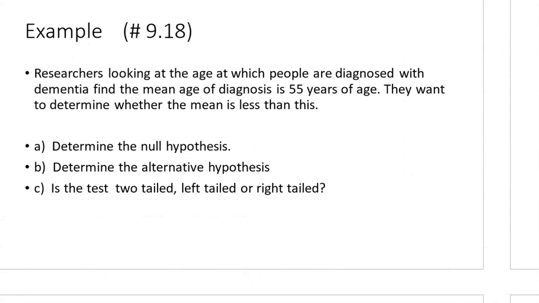All right, here's another example. I'm looking at the age at which people are diagnosed with dementia. I find the mean age of diagnosis is 55 years of age. They want to determine whether the mean is less than this. So the null hypothesis is that the mean is equal to 55 years of age.